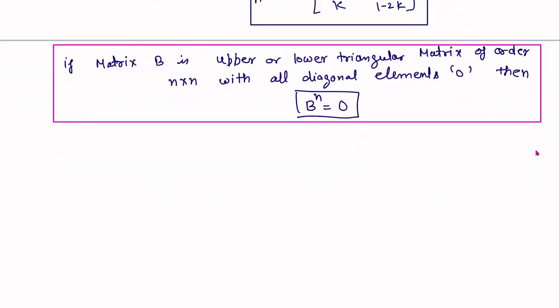For example, if I say to you that there is a matrix A, 0 1 0, 2 0 0, then is this an upper triangular matrix with diagonal element 0? So here B square will always come O, check it.